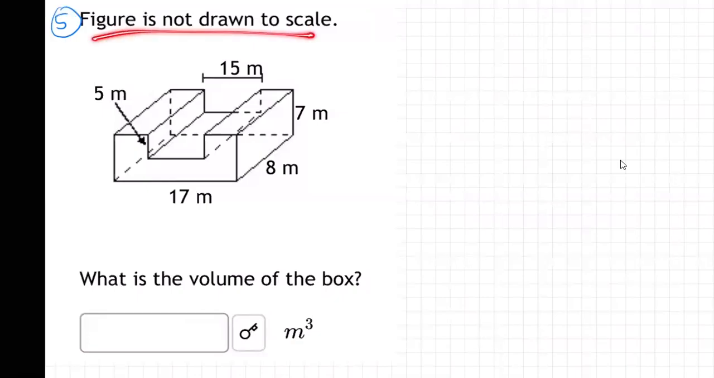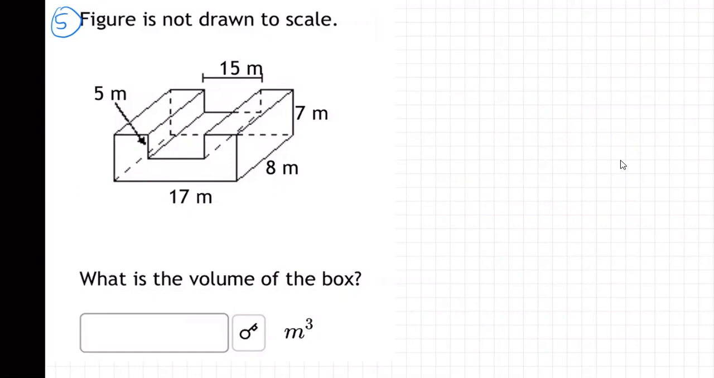Okay, so number 5, figure is not drawn to scale. We don't care. They've got this weird looking U shape, it's a weird box. And they want us to find the volume of the box. Like, how much space is inside of that box? If you wanted to fill up that box, what's the total volume inside of that box?